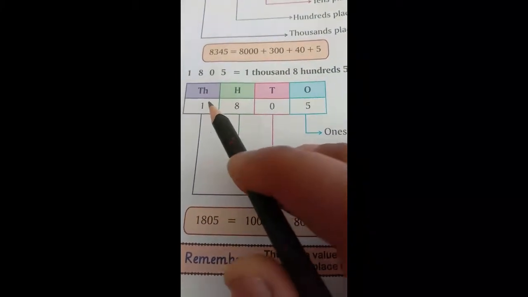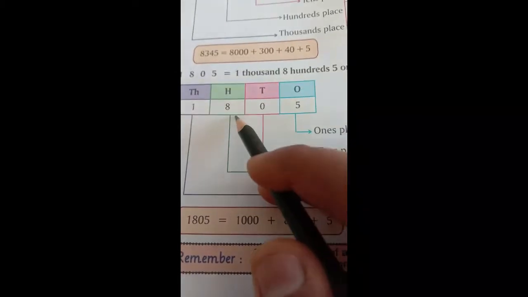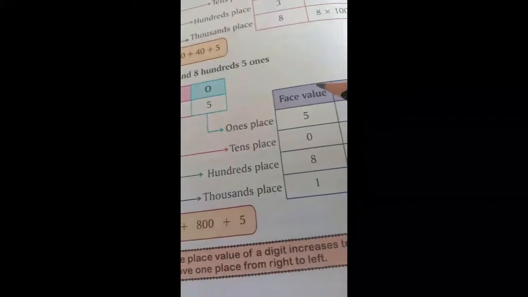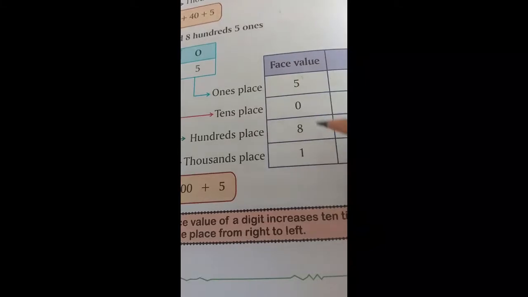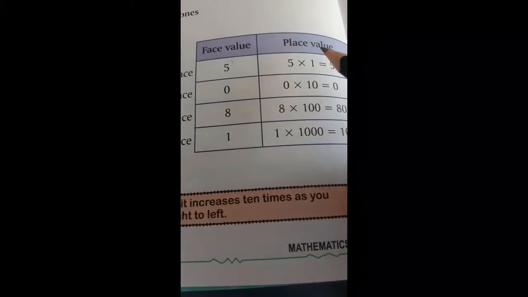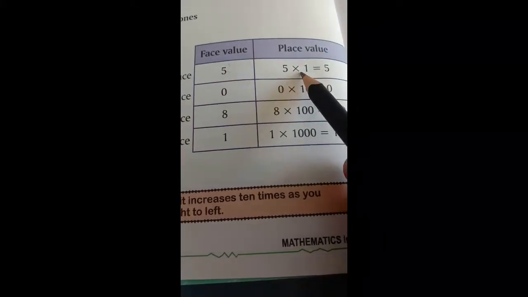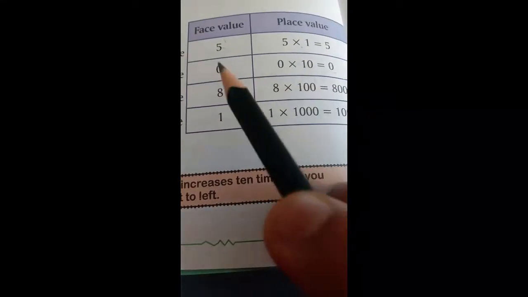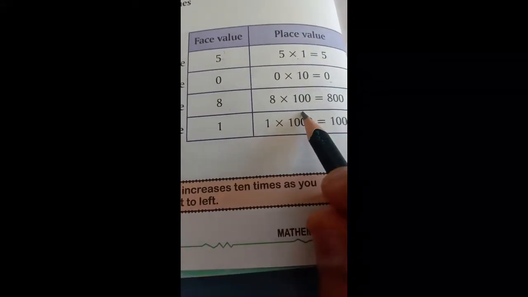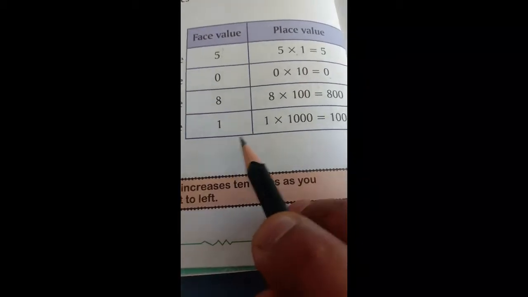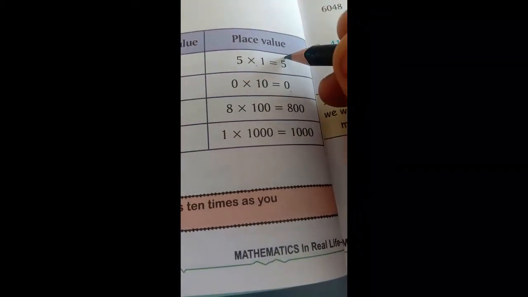Now the second example is 1805. The face value is the same number but the place value: 5 on the ones place, so 5. 0 on the tens place. When we multiply 0 with any number, the answer is 0. 8 multiplied with 100, so 800. And 1 multiplied with 1000, so it's 1000. So the answer is 1805. 0 is not readable.